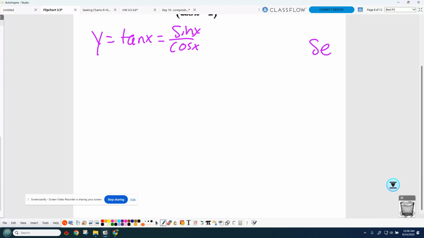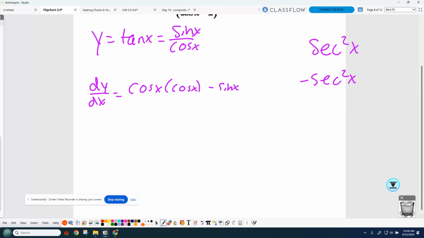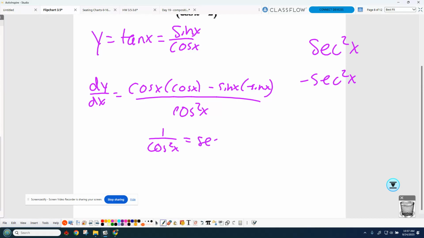So, some people said secant squared. Some people said negative secant squared. Other answers? Bottom times the derivative of the top minus the top times the derivative of the bottom over the bottom squared. This becomes cosine squared plus sine squared. Okay, so the derivative of tangent is secant squared, positive secant squared.